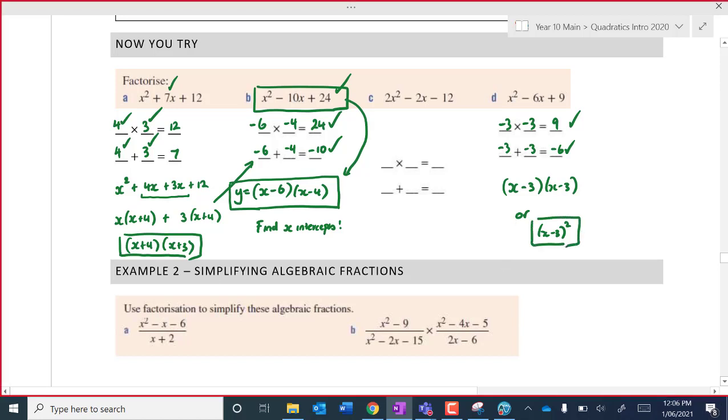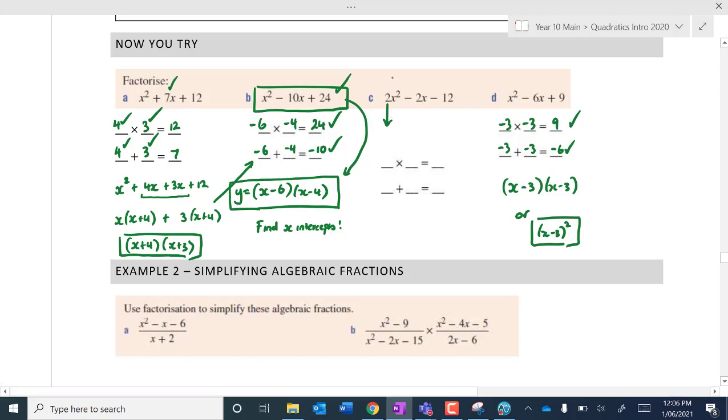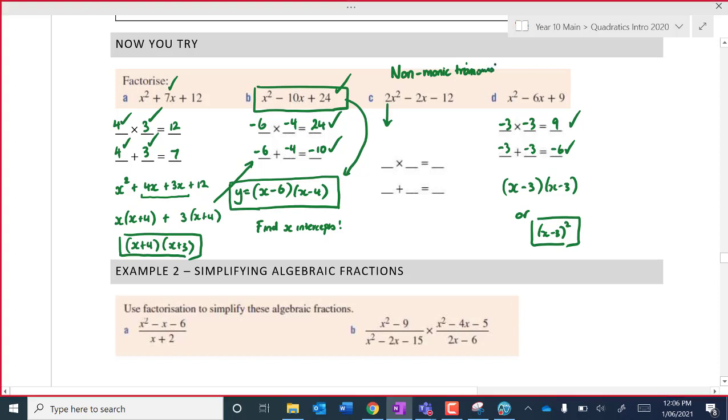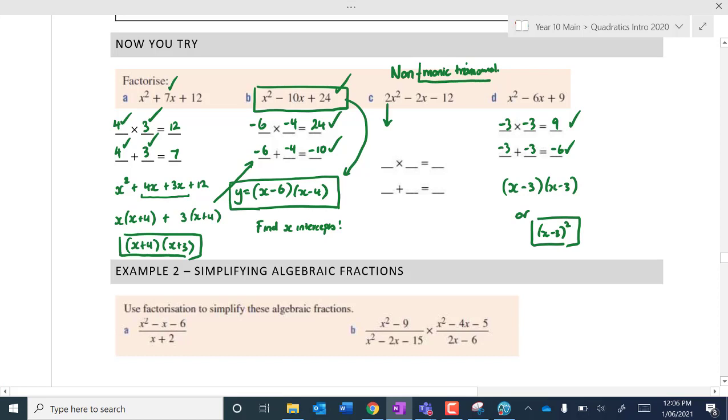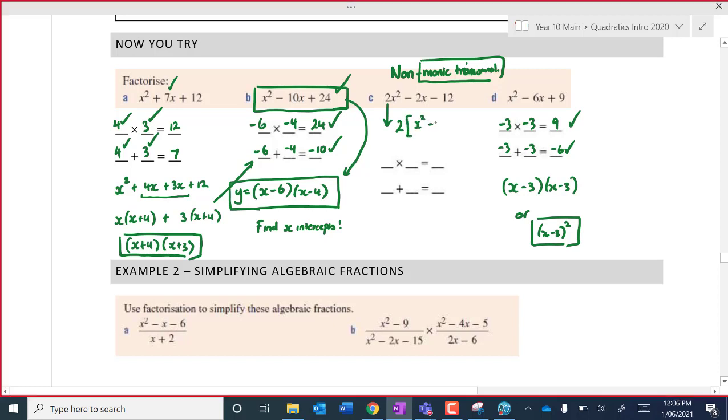Now, just quickly, I'm going to go through these ones. With these ones, this is what we call a non-monic trinomial, which, by the way, is going to be our next exercise. But we can turn this into a monic trinomial, i.e. this number out the front is 1, and we can do that by taking out the 2. If we take out that, it's not going to be too hard on ourselves. We can now factorize what's in here.